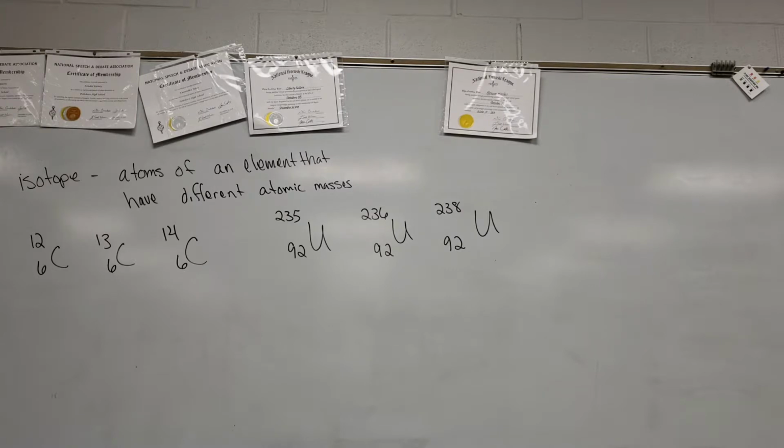Why does the top change but the bottom doesn't? Because they have different numbers of neutrons. If the number of protons changes, it's a different element. These are all the same element, but they have different numbers of neutrons. They have the same protons, but different numbers of neutrons, because they're different isotopes.